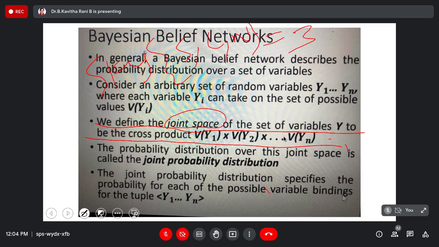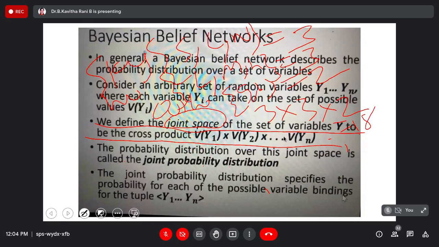Similarly, another variable we took is humidity. Humidity has 3 values: low, medium, high, that is equal to 3. Okay, next outlook. Outlook has good, bad, that is equal to 2. So that is 3 into 3 into 2, which equals 18 combinations. 18 combinations in the joint space of the set of variables Y.